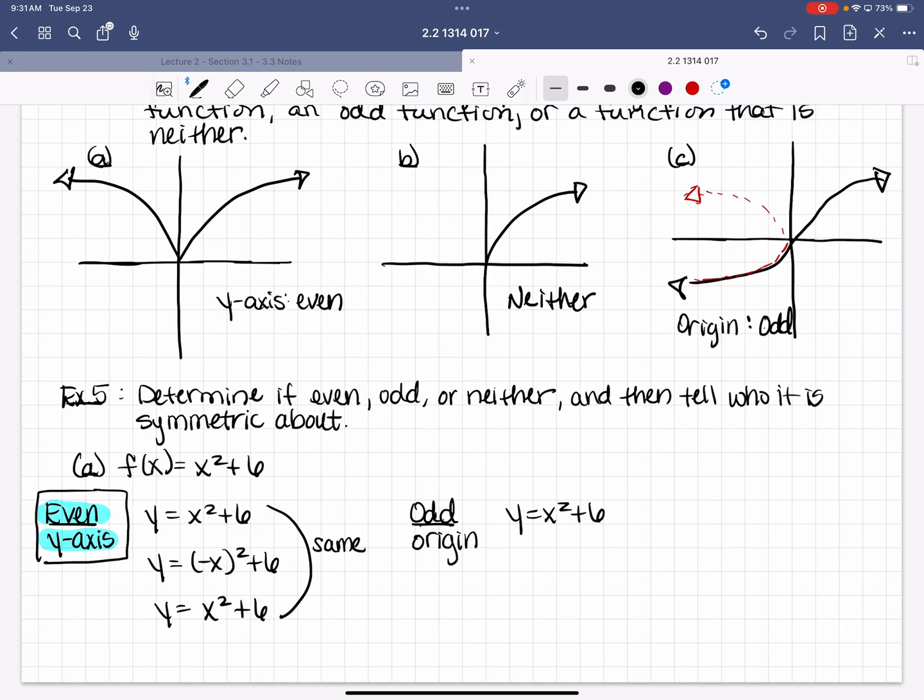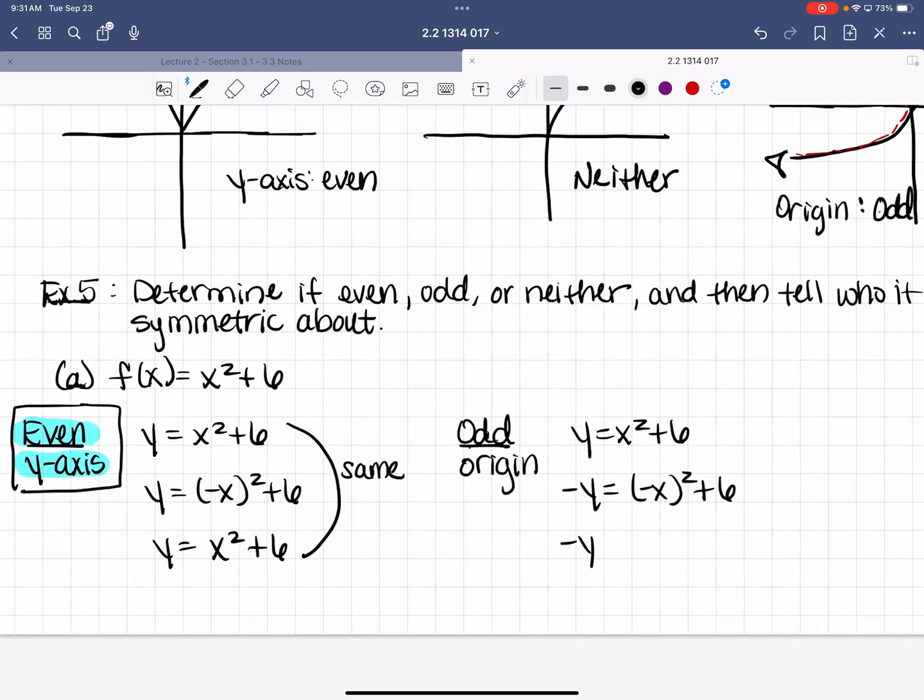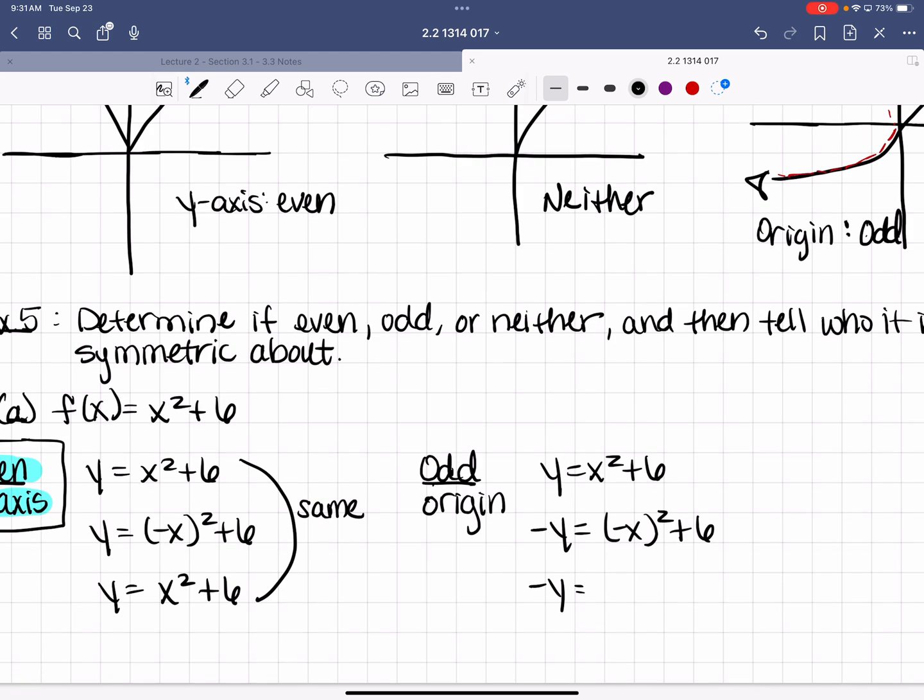And the x. Good. Both of them. So I've got negative y equals negative x squared plus 6. That gives me negative y equals positive x squared plus 6. When I divide by that negative 1, that's going to leave me with positive y equals negative x squared minus 6.